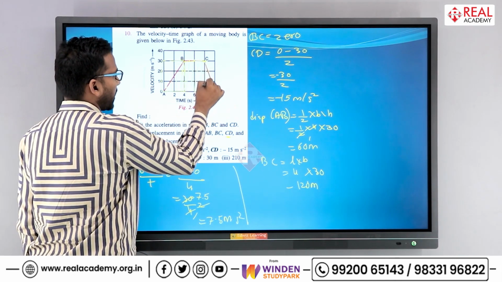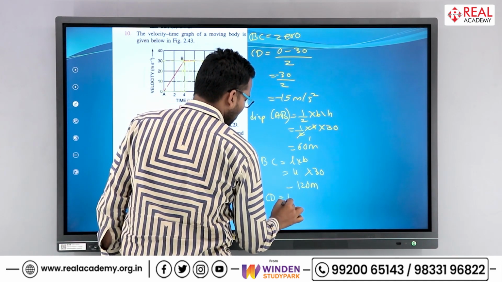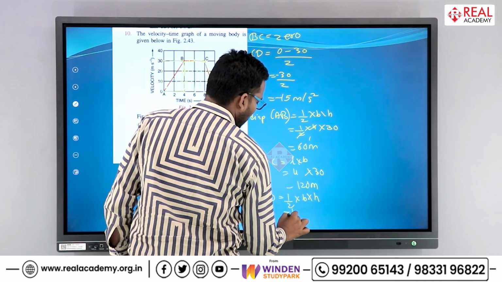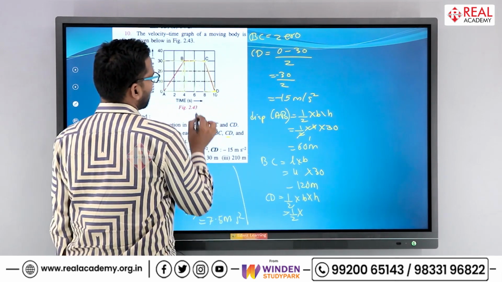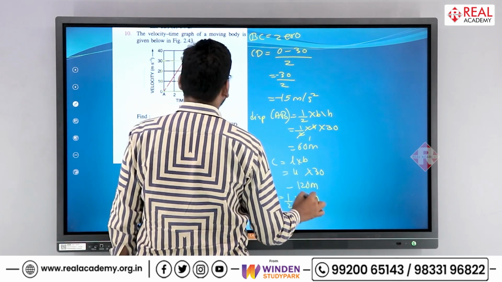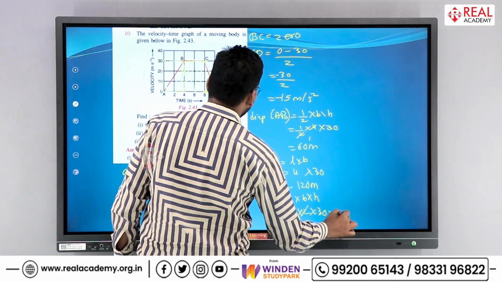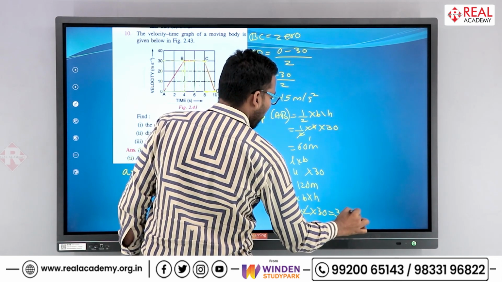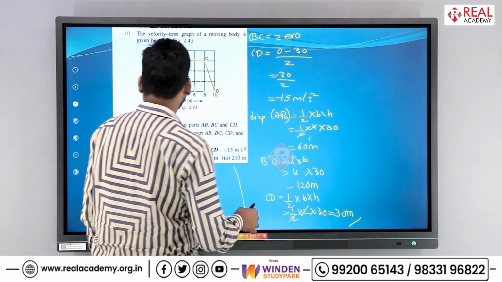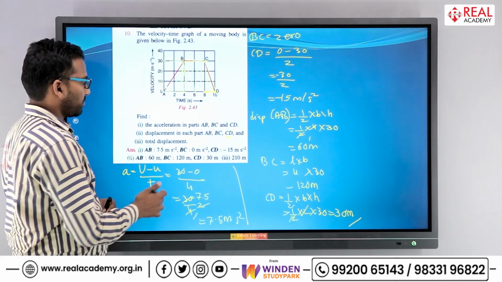What about the last one, that is CD? So we need to take this small triangle. For CD, the equation is half into base into height. Base is 8 to 10, 8 to 10 means 2 hours. And height is 30. So the 2 will get cancelled. That is 30 meters. Okay. So the displacement is 30 meters for CD.